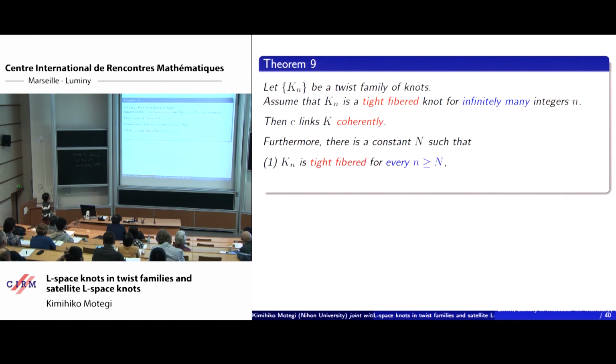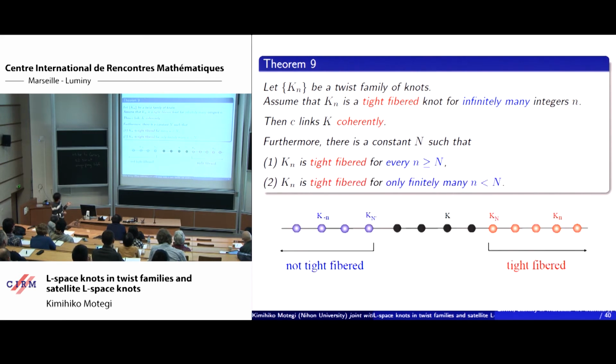And furthermore, there is a constant N such that K_n is tight fibered for every integer n greater than or equal to N. On the other hand, K_n is tight fibered for only finitely many integers n less than N. So roughly speaking, we have two integers, N and N prime. On this side, every knot is tight fibered, and on this side, never tight fibered.